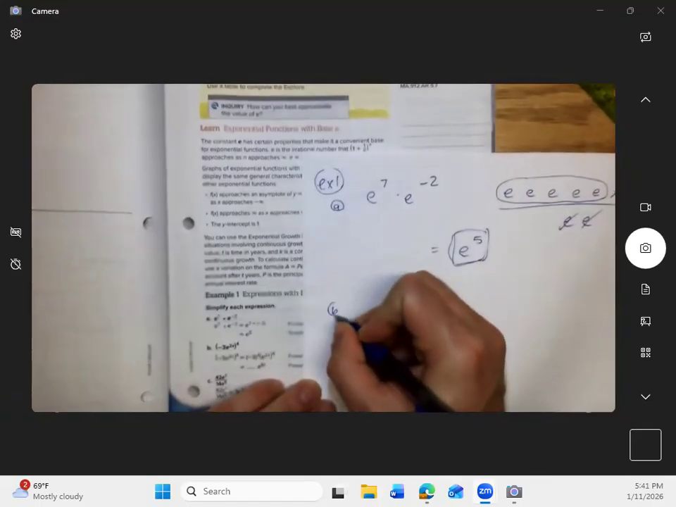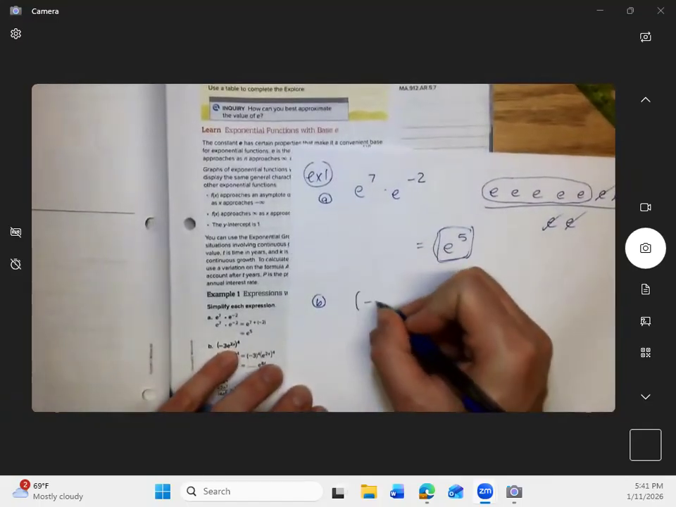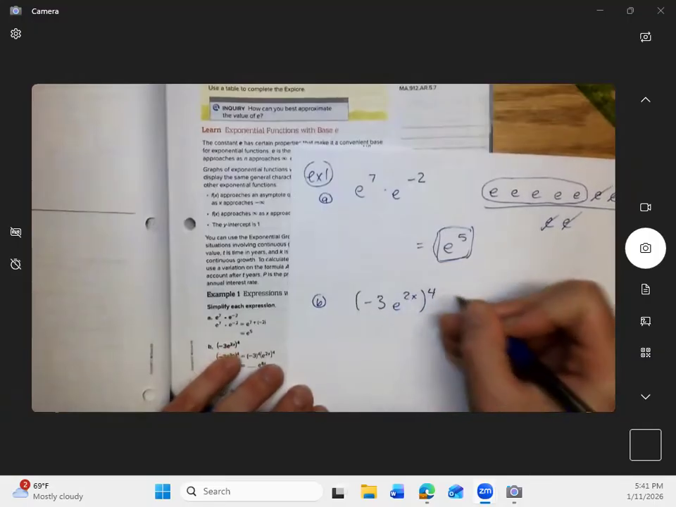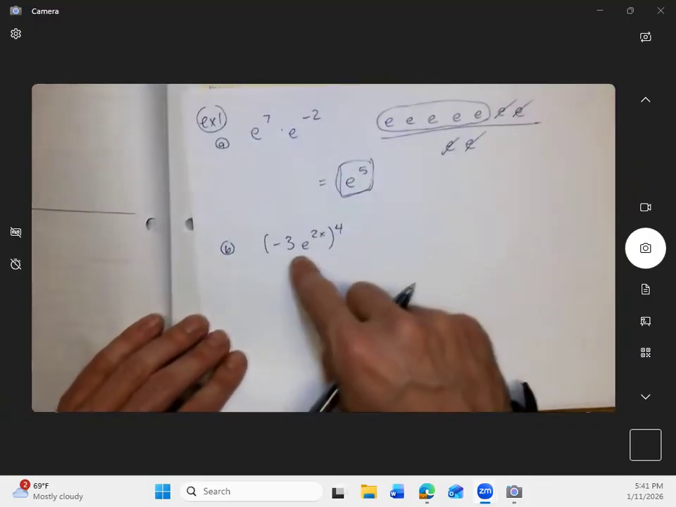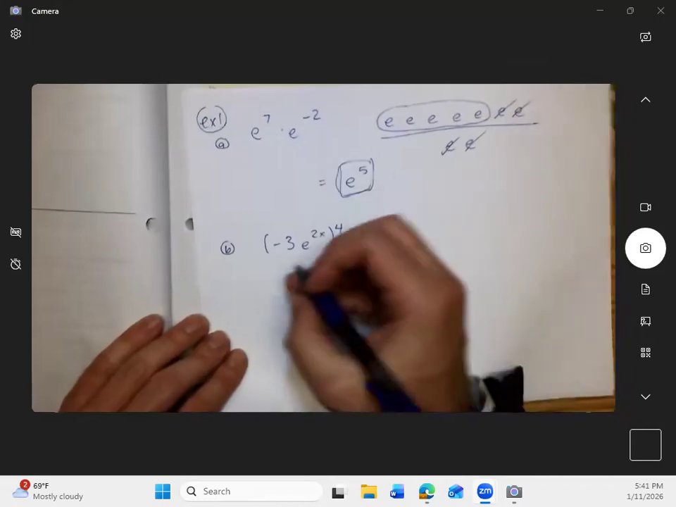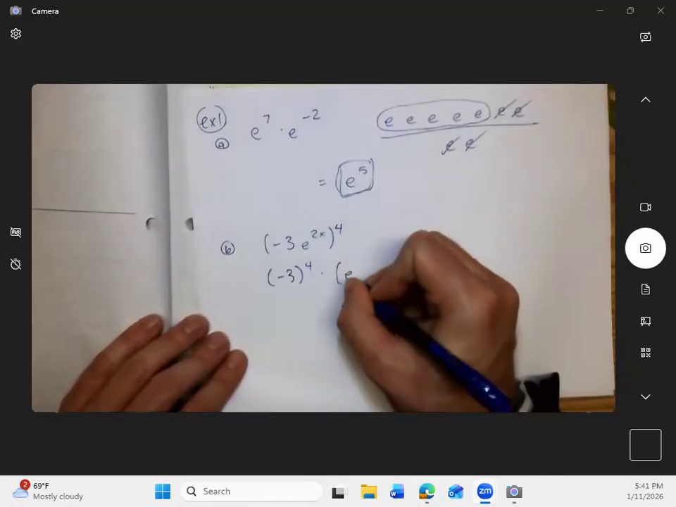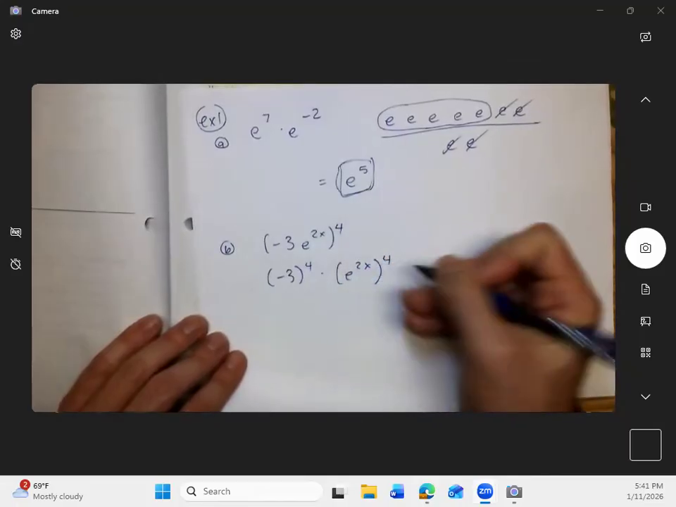So 1A. Let's do 1B: what if you have negative 3 e to the 2x, and this is all raised to the 4? Well, this power 4 applies to all the parts inside it. Everything's multiplied. So this is really negative 3 raised to the 4, and then times e to the 2x, also raised to the 4. You get to think of it that way.